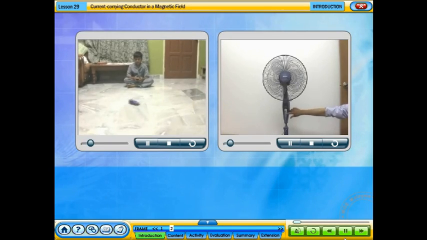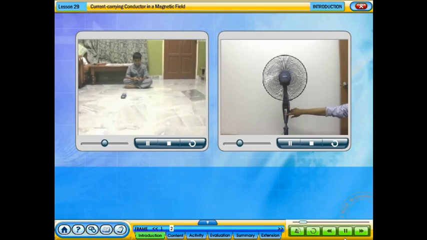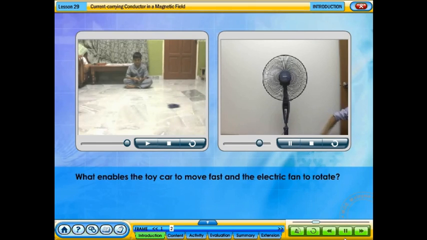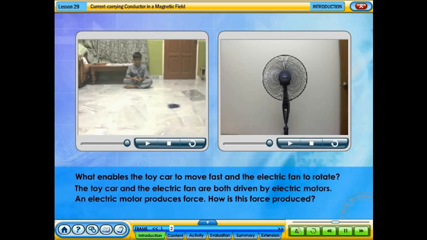The toy car is moving fast. The electric fan can rotate at different speeds. What enables the toy car to move fast and the electric fan to rotate? The toy car and the electric fan are both driven by electric motors. An electric motor produces force. How is this force produced?